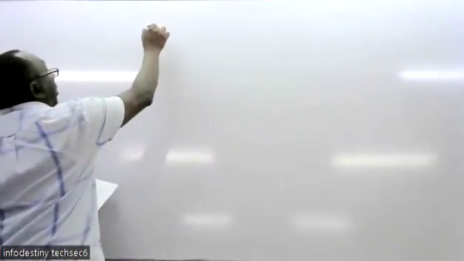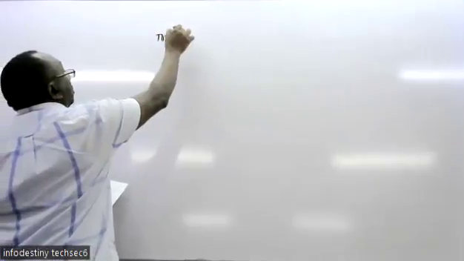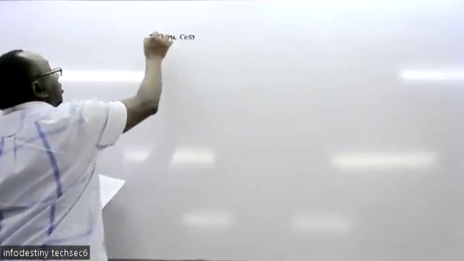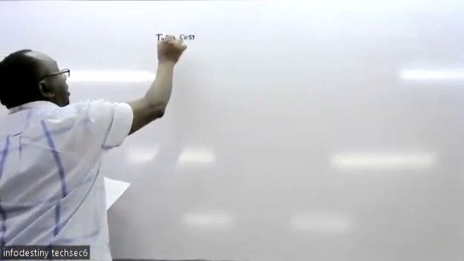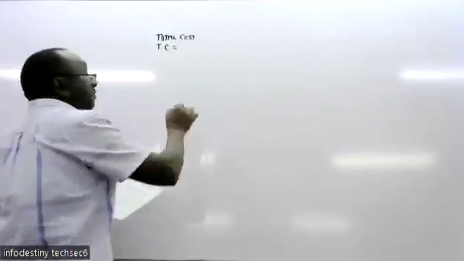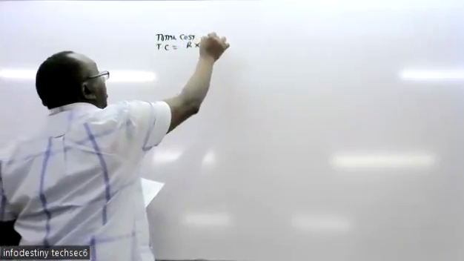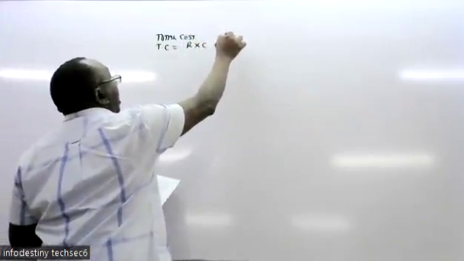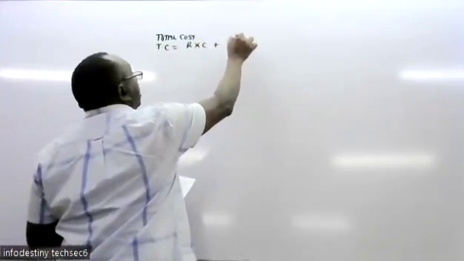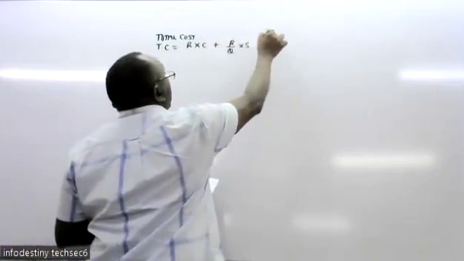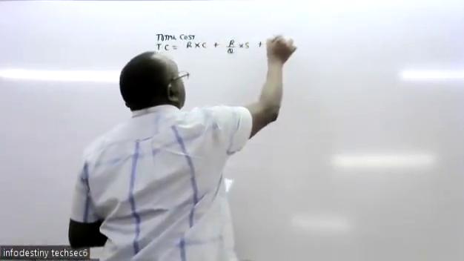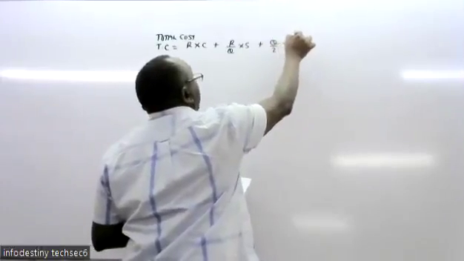So the first thing is to get the total costs. Total cost, TC, is given as R times C plus R out of Q times S plus Q out of 2 times H.